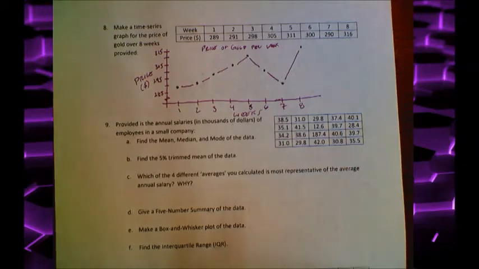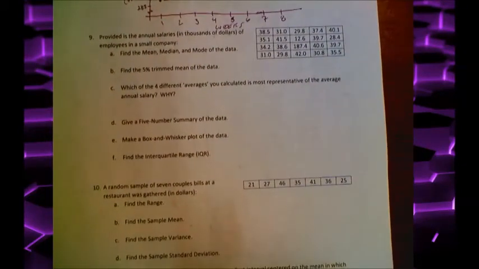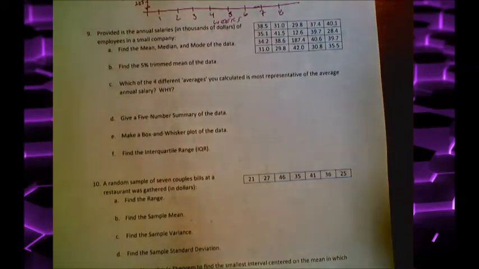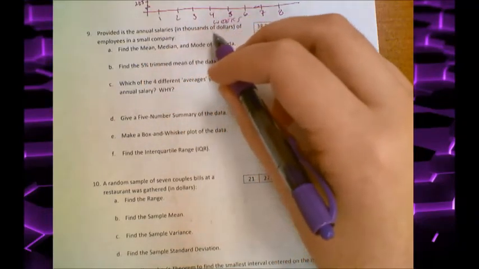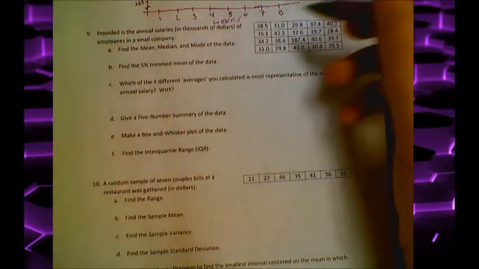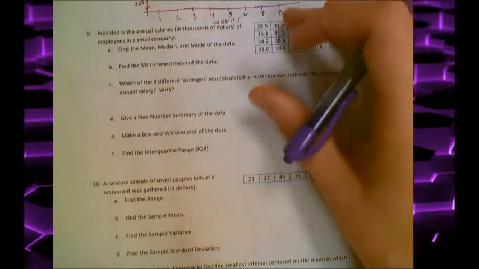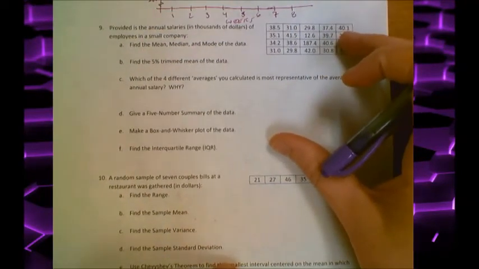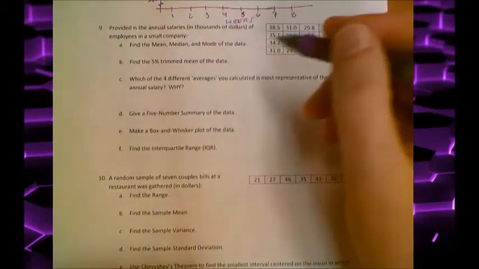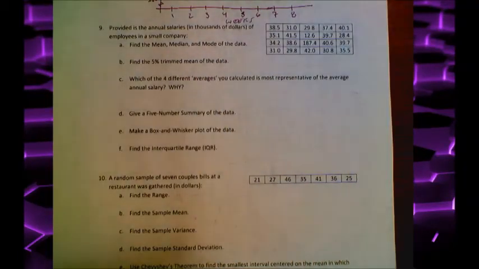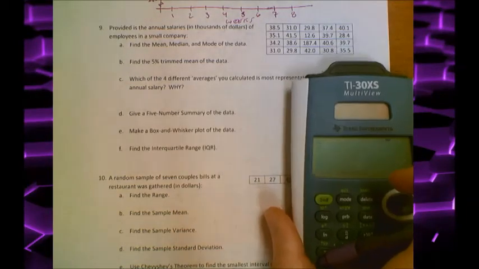All right, now let's take a look at number 9. So we're given the annual salaries in thousands of dollars for employees in a small company. So this is like $38,500 per year, right? I want to find the mean, the median, and the mode of the data. So mean is going to be the kind of easy one. I'm going to add all of those up and see what I get.